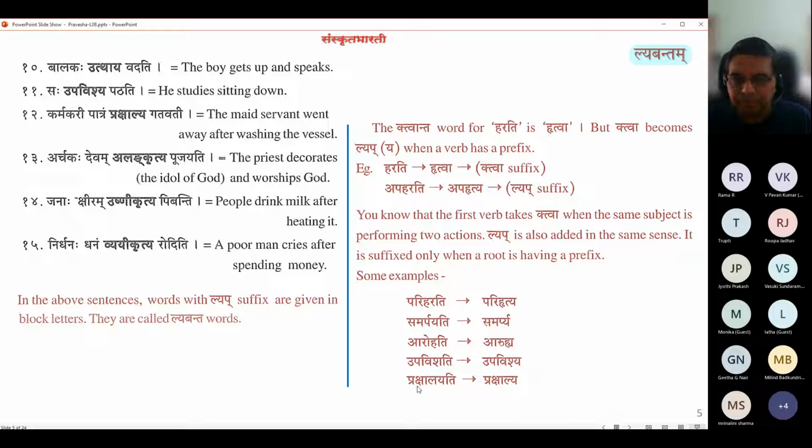Prakshalayati, kshalayitva becomes prakshalya. I wish they had given a middle column to show the tvanta version of the pure dhatu also. Maybe what we can do is refer to things and keep a note in our book. Build the library of such terms.